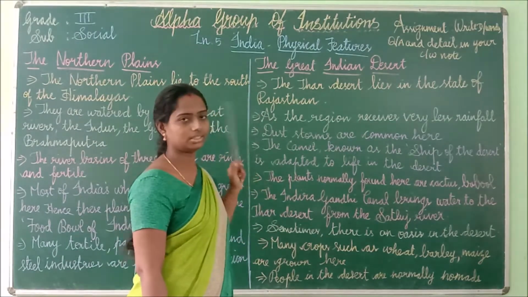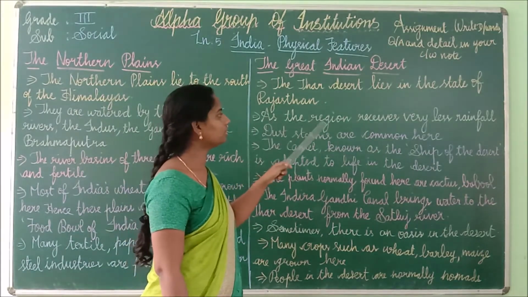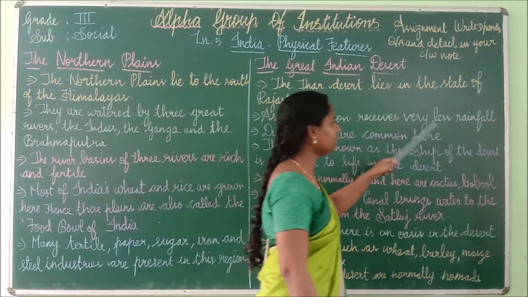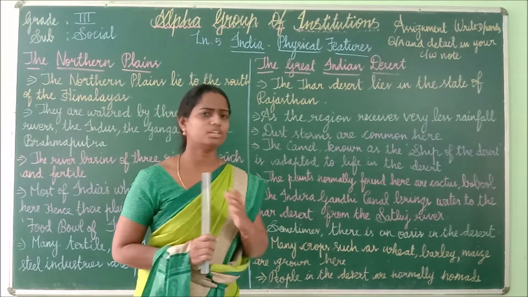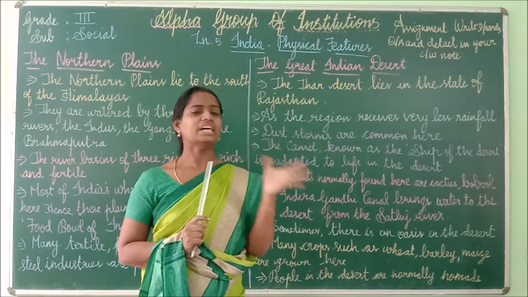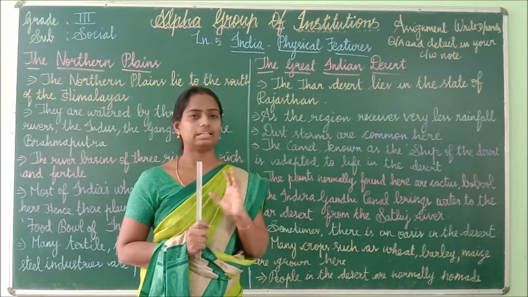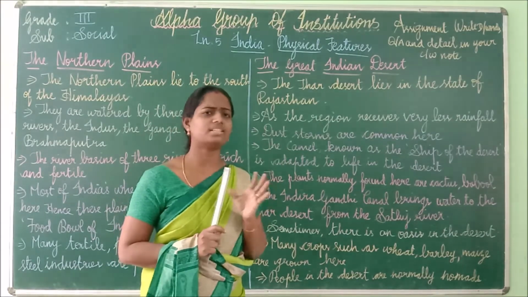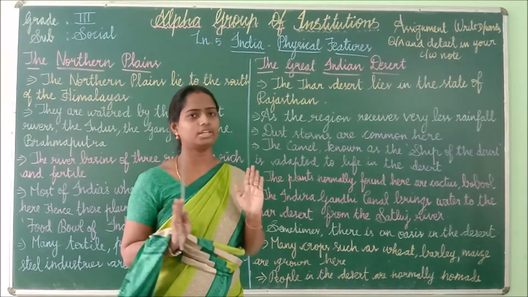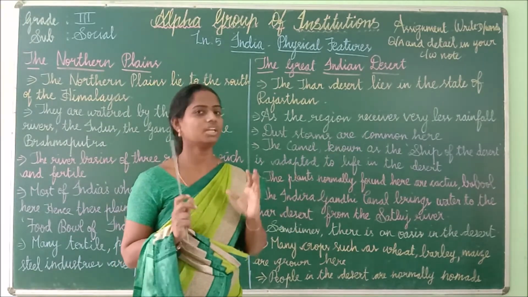And as a key point, you can see, the region receives very little rainfall. There is no rain at all. So it is very dry. The Thar desert is very dry because it receives only very little rainfall, which means no rain at all throughout the year. So it is very dry.